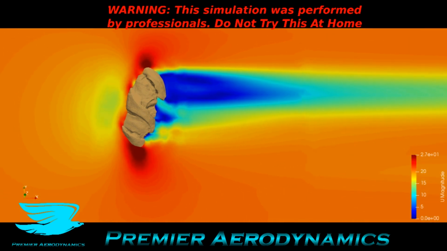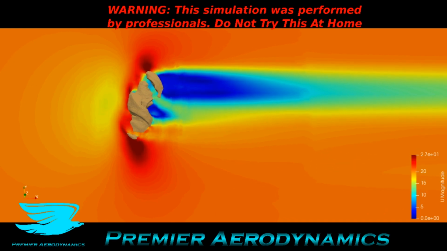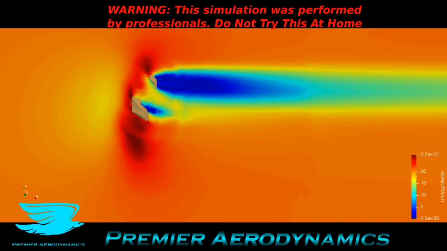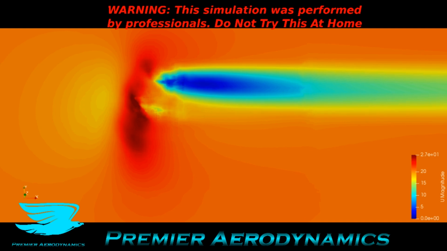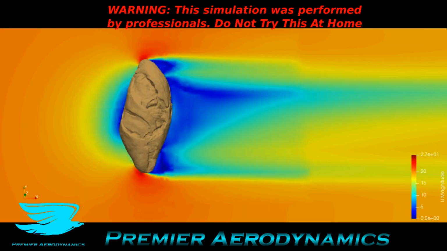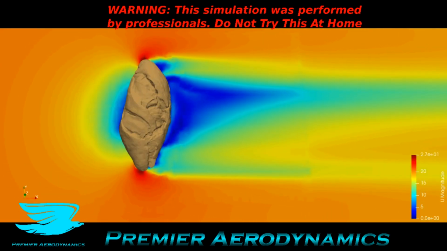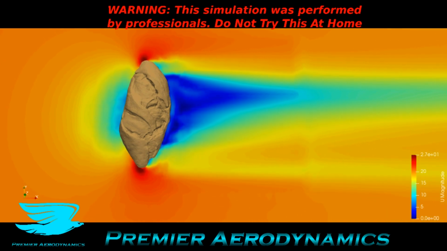So you can see the ridge at the top of the screen. This really divides the flow and pushes a lot of the flow down into the downstream, and we'll see that in the next video as well.